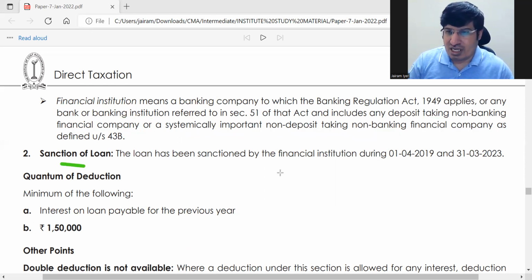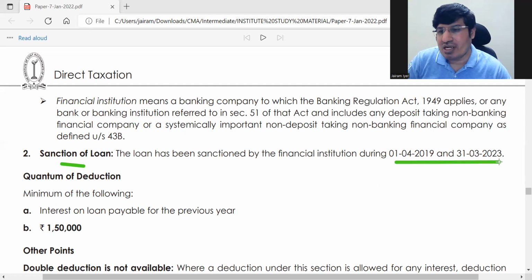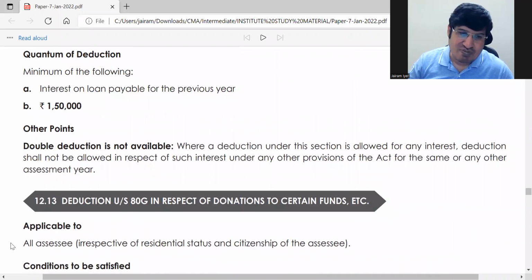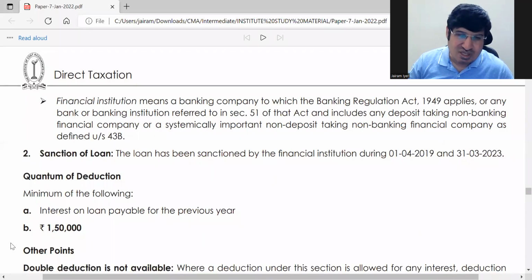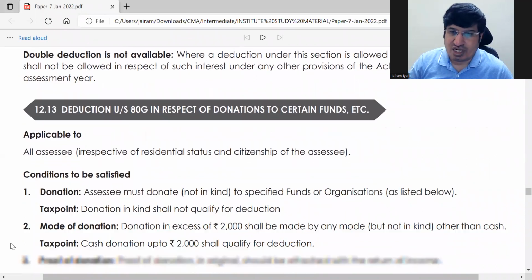Sanction of the loan: here again it's the same 1/4/2019, just add one more year compared to EEA. So this is till 31/3/2023, that was till 31/3/2022. This is for 4 years. Between this period it should be sanctioned, and deduction is up to 1,50,000. Double deduction is not available, we know that. That's all, you don't have a problem with this. Just remember this much, there is nothing in it actually. Once you have done EEA, you have got nothing much in this. Chalo, ठीक है, ये हो गया.